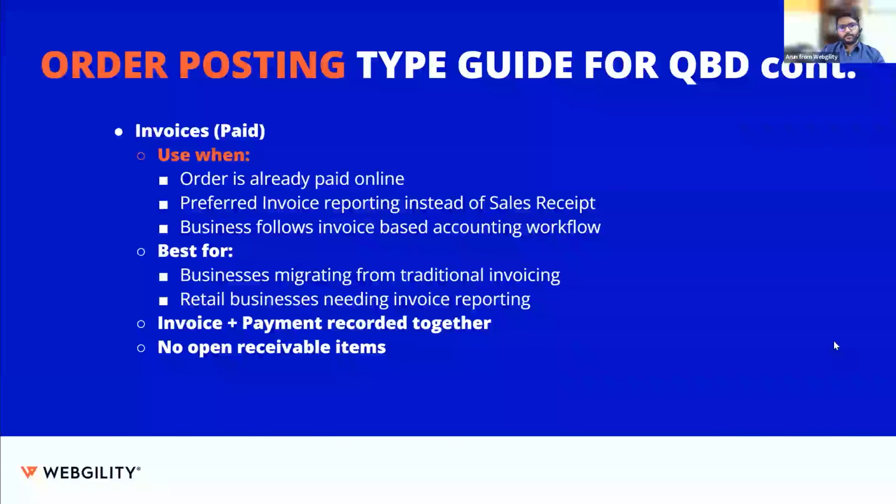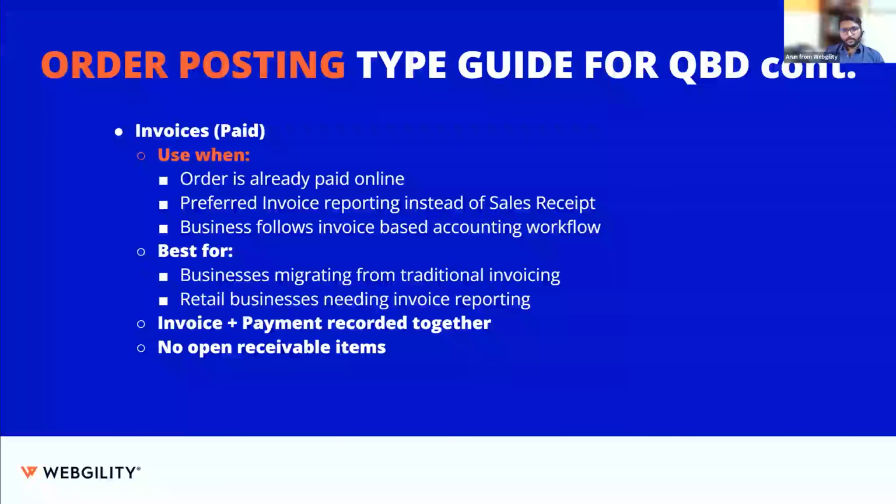So, invoices are always like a two-step process, and John already spoke about the first one, which is the unpaid. The second is invoices paid. It is essentially when you have collected the payment at the time of the order being sold, and it is essentially the complete transaction. You have taken the payment, you are recording the payment as invoice paid, and the inventory is also adjusted for it. It is usually best for businesses migrating from traditional invoicing and also for retail businesses needing to provide the invoice reporting. Then the impact on accounting.